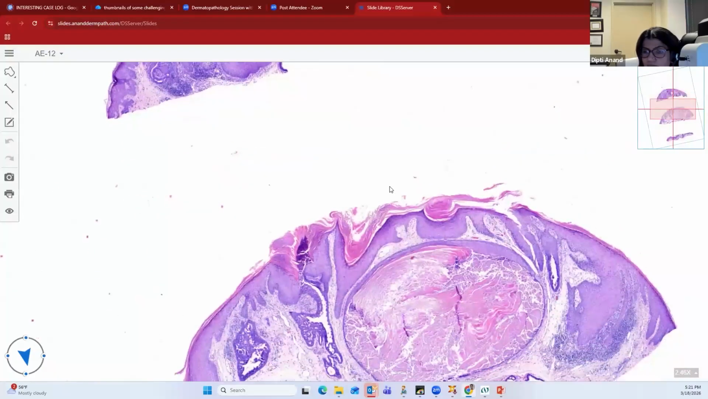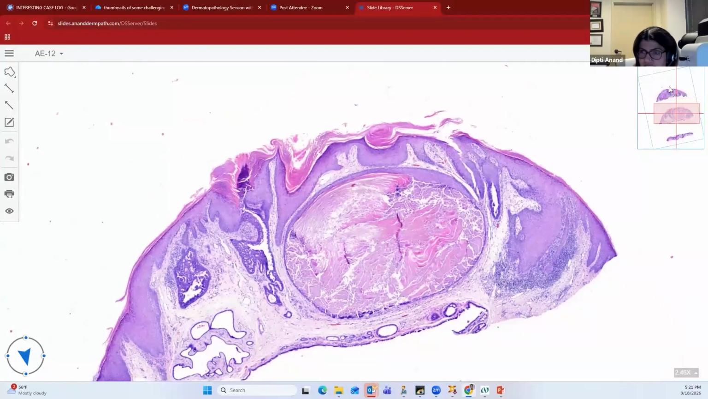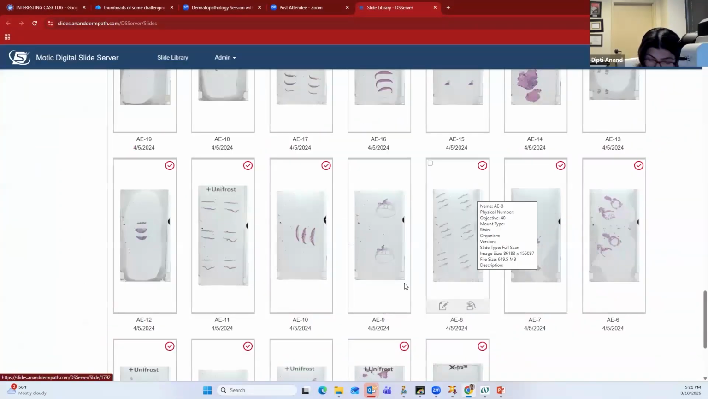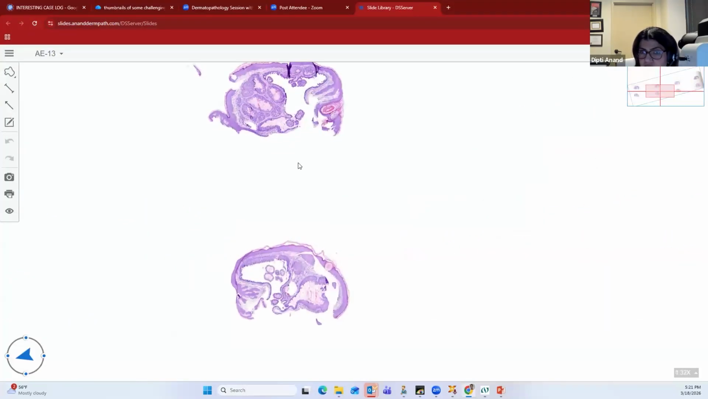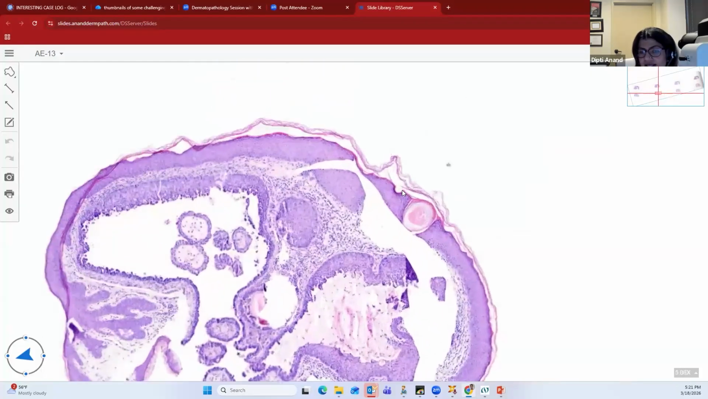So that's your syringocystadenoma papilliferum. This tumor most often occurs on the scalp and can arise in association with the nevus sebaceous. The next tumor is going to be your hidradenoma papilliferum. The hidradenoma papilliferum most commonly occurs in the genitalia, and this grows in a cauliflower-like fashion.